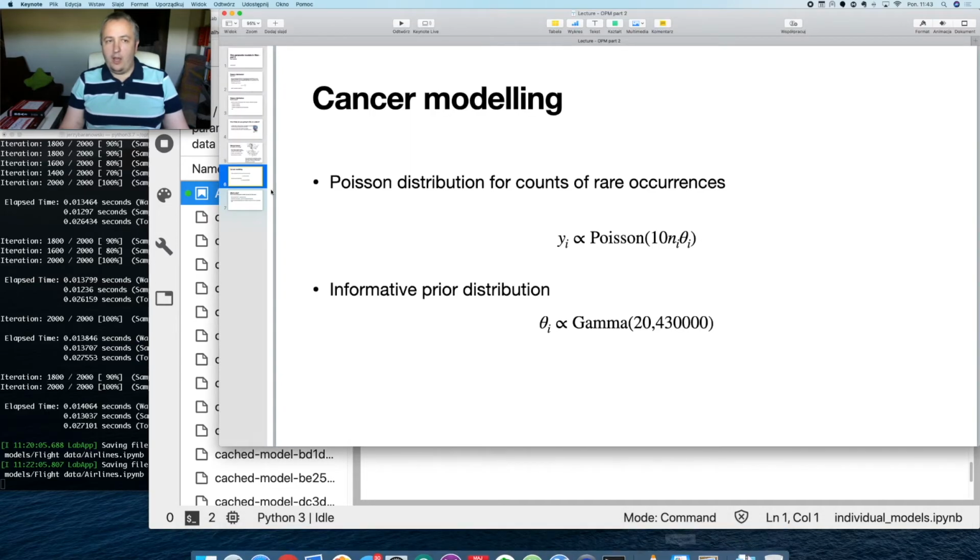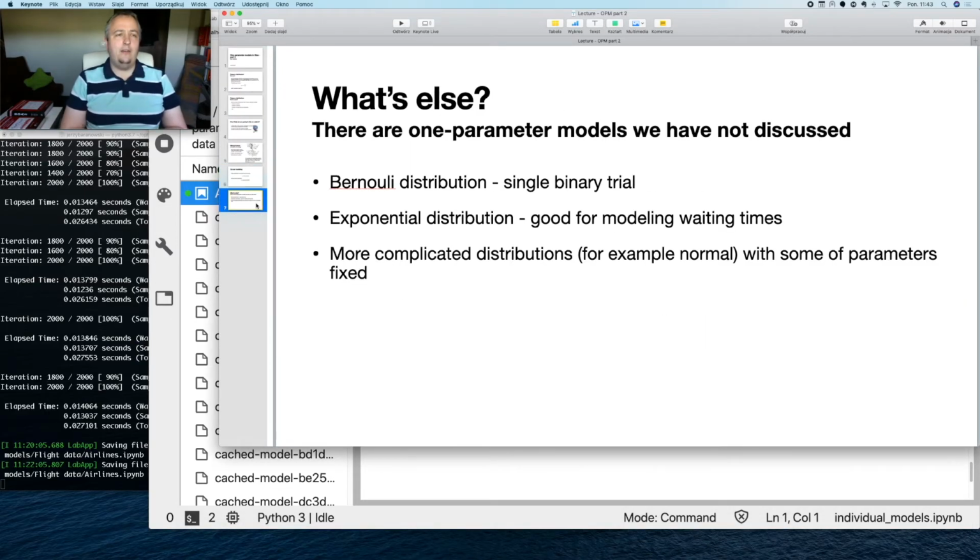And finally, we have exhausted all we can say about single parameter models. We haven't talked about the Bernoulli distribution, which is a single binary trial. So it's like a binomial distribution, but with only n equal to 1. Not that interesting in this case, but important, for example, in classification. But we will usually be using it in connection with much more complicated models, so then the Bernoulli distribution will make a return. And the exponential distribution is good for modeling waiting times.